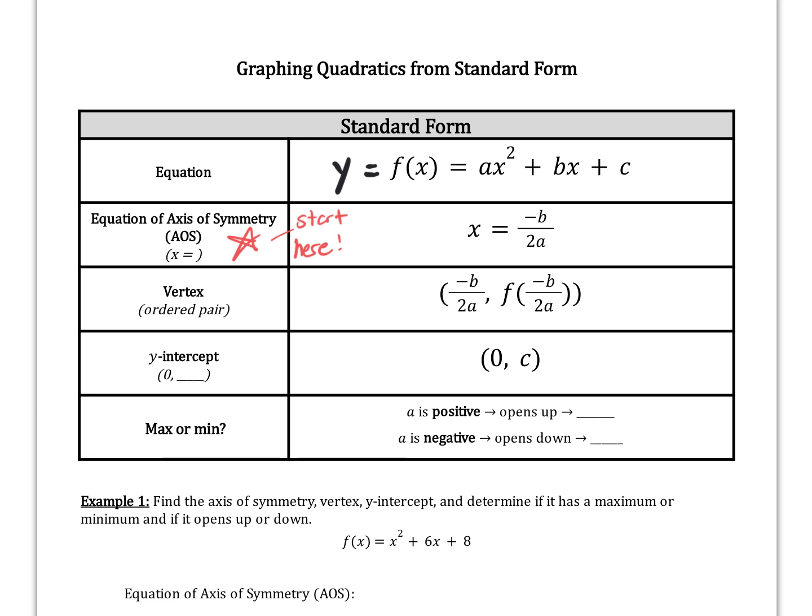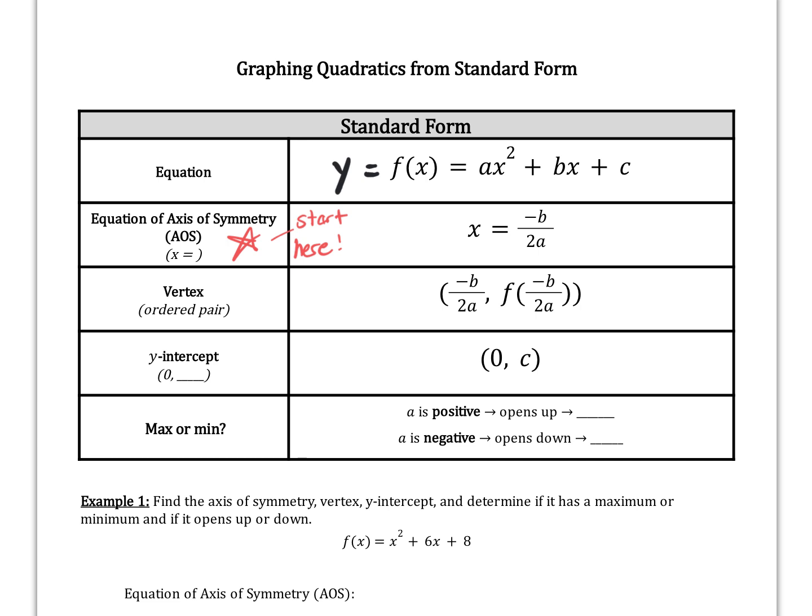Now, keep in mind, when I give you a worksheet, they may not put them in this order. So pay attention to what the questions are asking you or what the blank spaces are asking you, because sometimes it might ask you a different part of this graphic organizer. It might start somewhere else, and that's okay, because you always know you need to start with the axis of symmetry, AOS, x equals something.